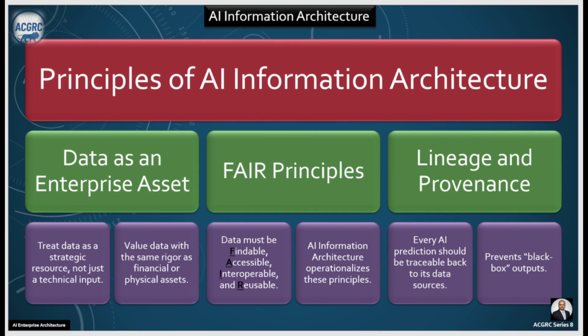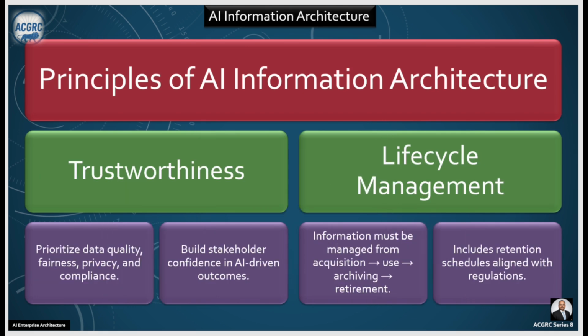The next is lineage and provenance. Each AI prediction should be traceable back to its data source. Need to ensure that you are preventing a black box output. The next is being trustworthy. You need to prioritize data quality, fairness, privacy, and compliance. You need to build stakeholder confidence in AI driven outcomes. That's the objective of being trustworthy. Next is life cycle management. Information must be managed right from acquisition, use, archiving, and retirement. It includes retention schedules which are aligned with regulations.